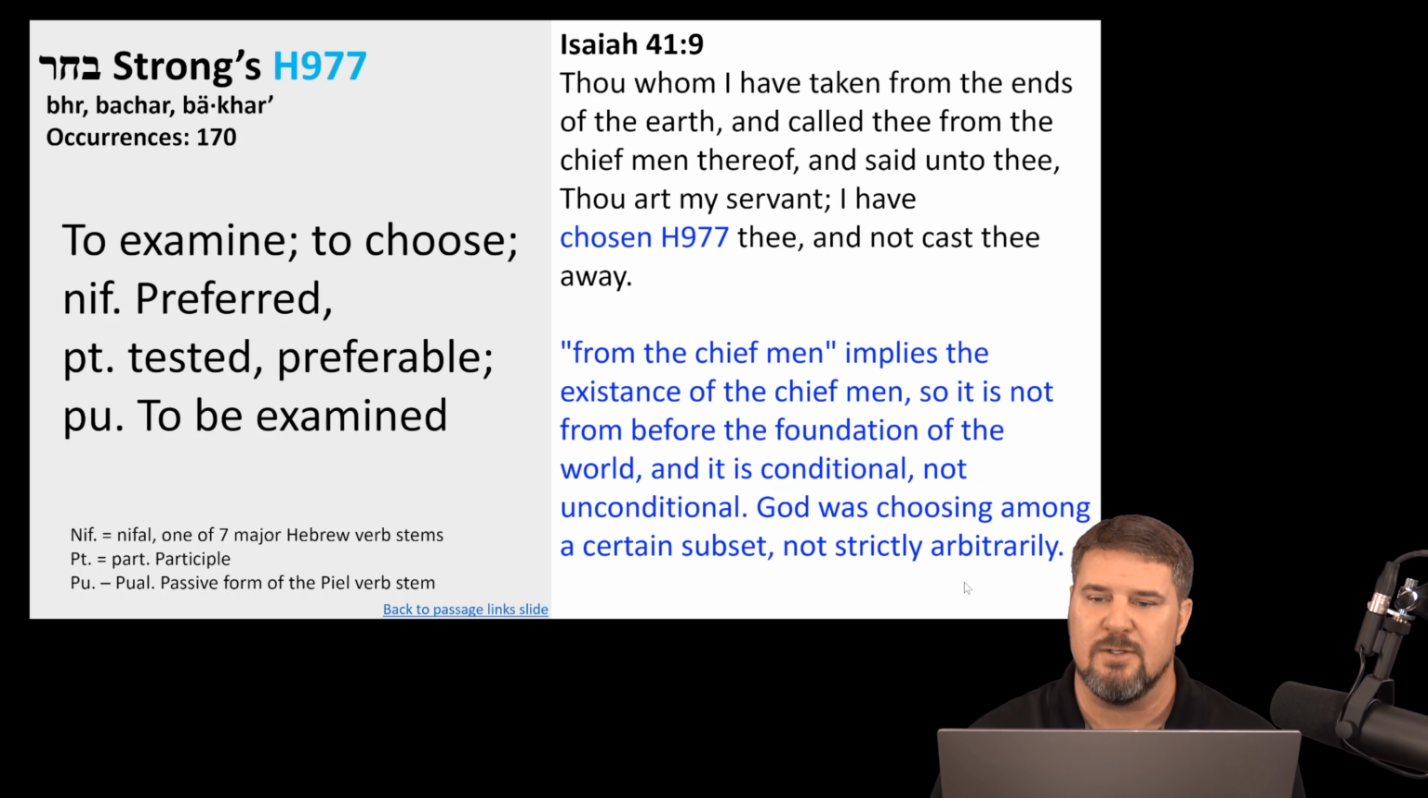Isaiah 41:9, thou whom I have taken from the ends of the earth and called thee from the chief men thereof, and said unto thee, thou art my servant, I have chosen thee and not cast thee away. From the chief men implies the existence of the chief men, so it is not from before the foundation of the world, and it is conditional and not unconditional. God was choosing among a certain subset, not strictly arbitrarily.